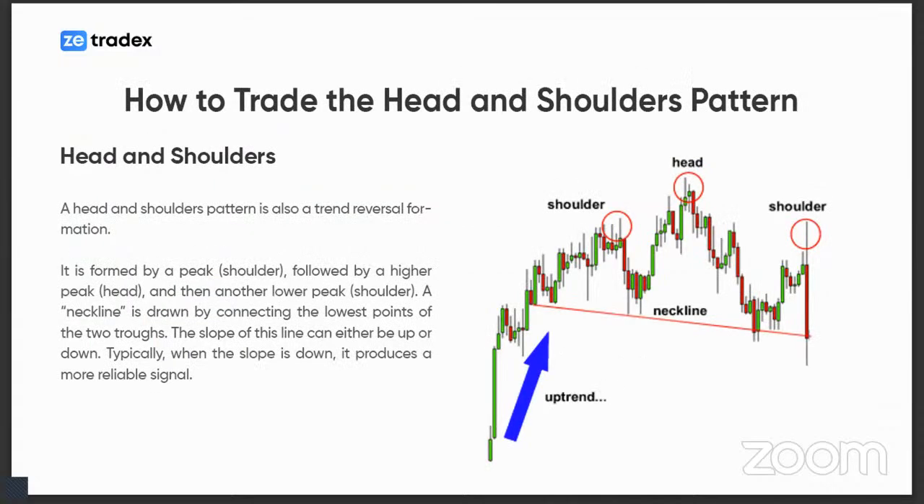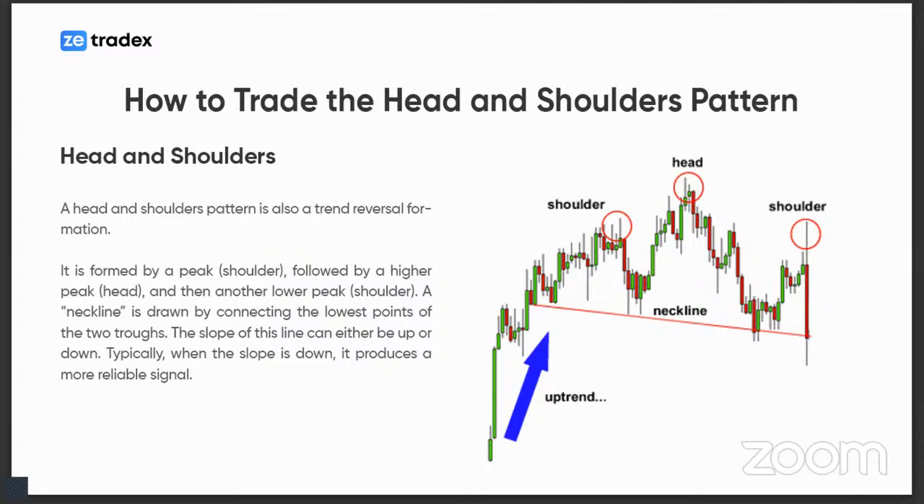How to trade the head and shoulders pattern. The head and shoulders pattern is also a trend reversal formation. We always have what we call a double shoulder with head pattern, and it's just like a human being with a head and two shoulders. So if you notice a chart that has something similar to this, a head, two shoulders, and of course a neckline, you see the two shoulders at this point and this point, and then the point up there, the head. It is formed by a peak, the shoulder, followed by a higher peak, and then another lower peak.